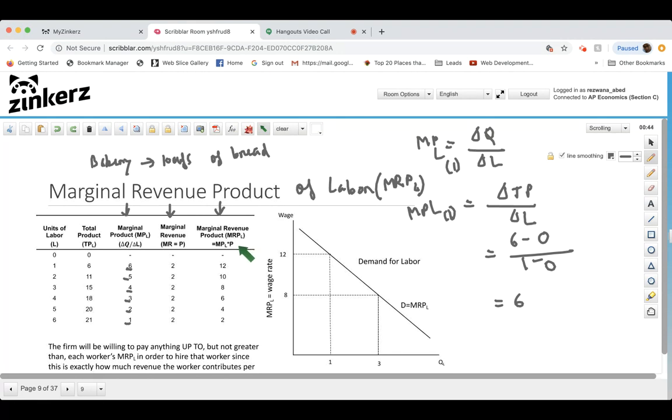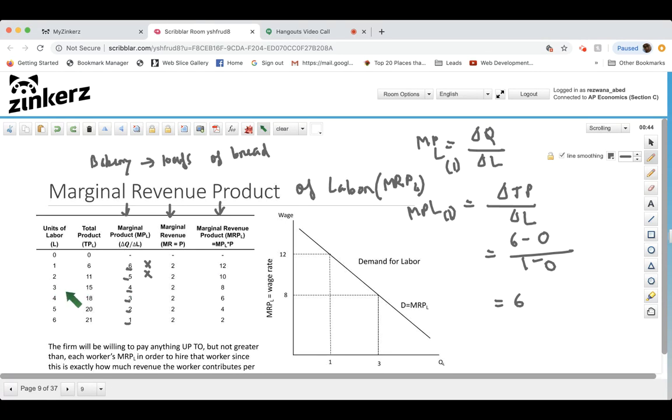If you know that we're in a perfectly competitive product market, you'll know this, but sometimes you might see MPL times P written, and sometimes MPL times MR, and they mean the same thing. The way we got these numbers is by multiplying the marginal product of labor by the price. So 6 times 2 is 12, that was for the first unit of labor. For the second unit of labor, it's 5 times 2, or 10.